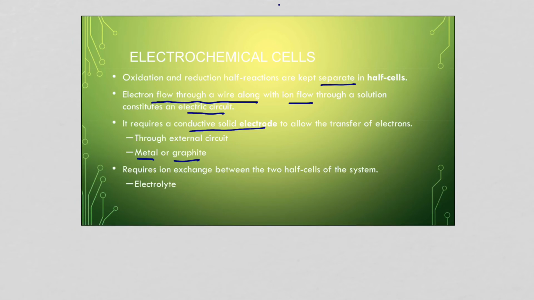We also have to have a pathway for ion exchange. So not only do we have to have a pathway for electrons to flow, we have to have a pathway for ions to flow between the two half cells. This is called an electrolyte. We need some electrolyte connecting the two solutions to allow ion flow, right? This helps maintain charge balance in our solutions. And we'll talk more about why that might be important as we go through.